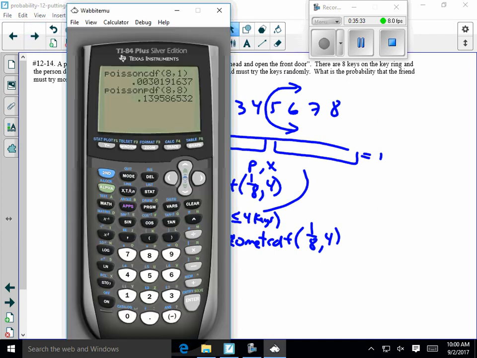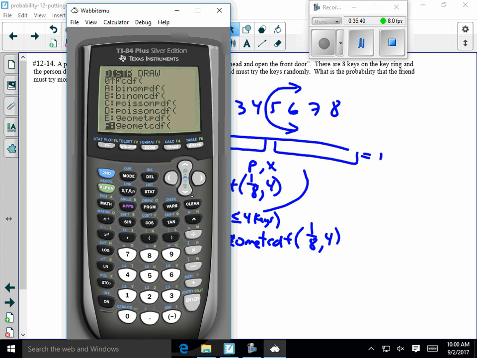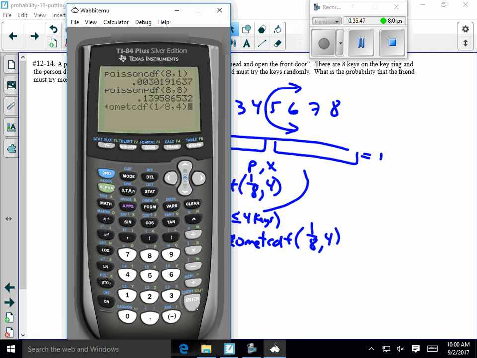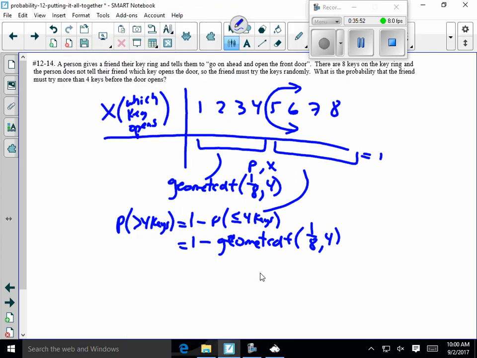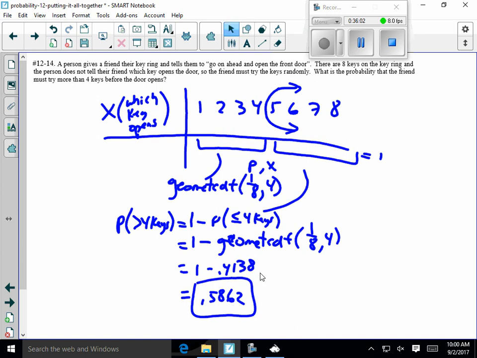And those probability functions are found in the same location. So if you go 2nd VARS and then scroll around, it's the very bottom ones. In fact, geometcdf is the very bottom one on the TI-84. Probability is 1 divided by 8, and we want to go up to and including 4. So this 0.4138 is this number, so it would be 1 minus 0.4138, and that turns out to be 0.5862. So the probability that the person that you send on ahead is going to have to try more than 4 keys before your door opens is 58.6% of the time.